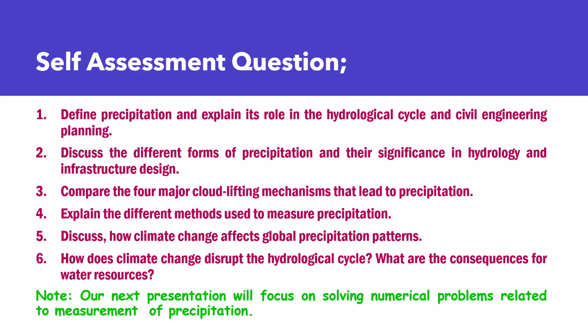Compare the four major cloud lifting mechanisms that lead to precipitation. Explain the different methods used to measure precipitation. Discuss how climate change affects global precipitation pattern and how climate change disrupts the hydrological cycle. What are the consequences for water resources? Note, our next presentation will focus on resolving numerical problems related to measurement of precipitation.